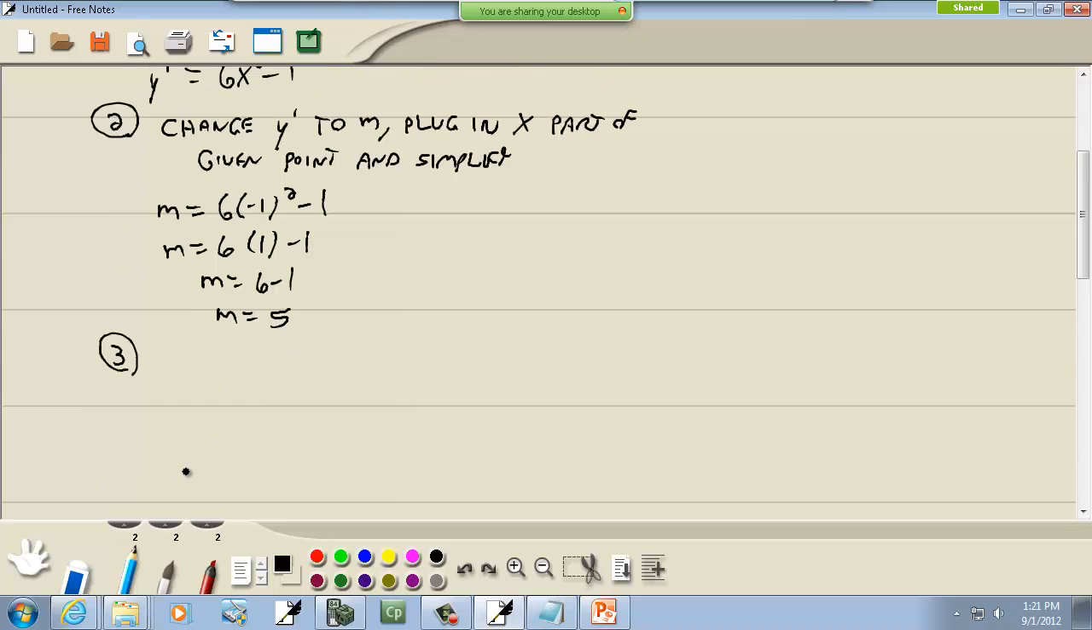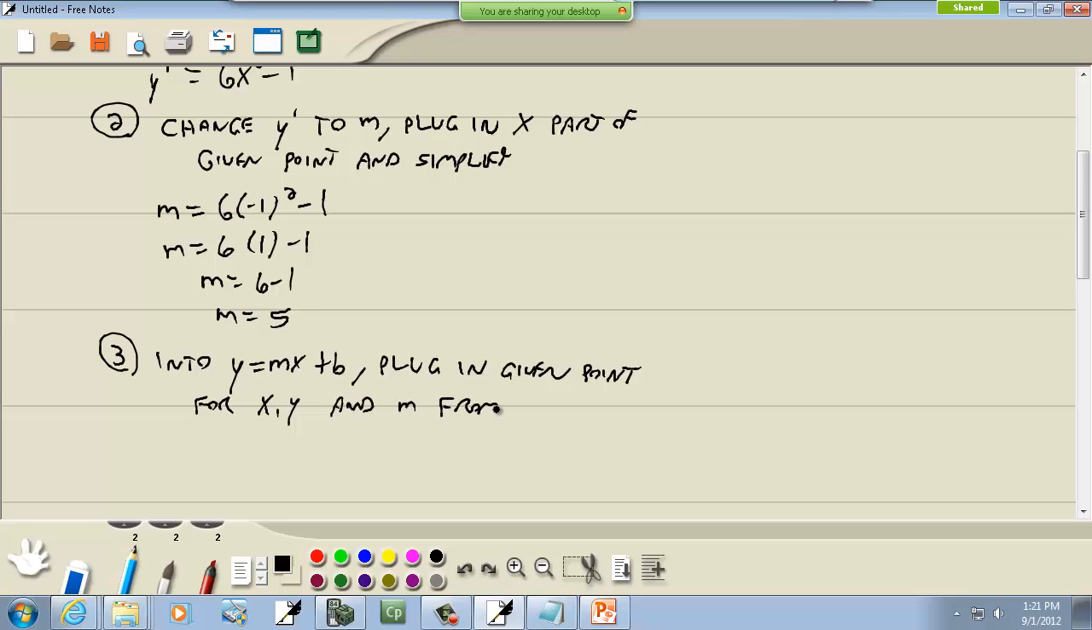Well, step 3. Into y equals mx plus b, plug in the given point for x and y, and m from step 2, and solve for b.